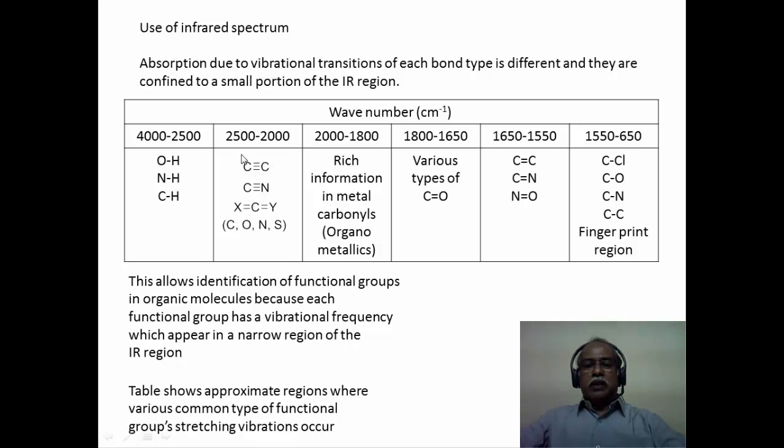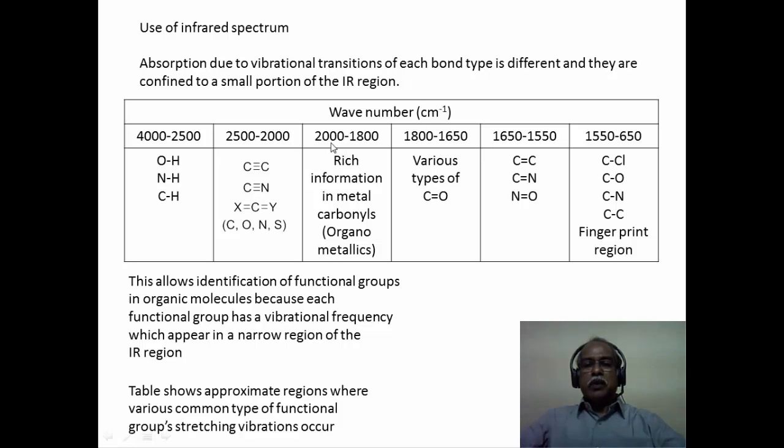From 2500 to 2000, triple bonded systems and cumulene systems of this kind can be detected. In other words, C triple bond C stretching, C triple bond N stretching, or in case of the cumulene kind of a double bond, one can have allene, isocyanate, and thiocyanate kind of systems in terms of the functional group detections that one can make in this.